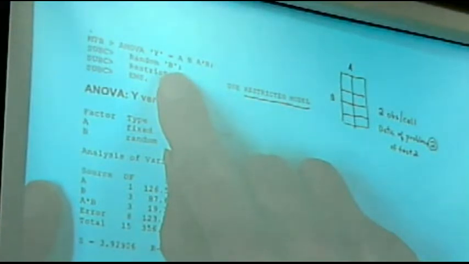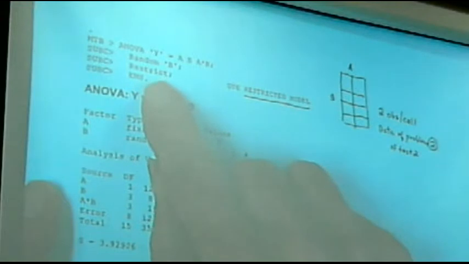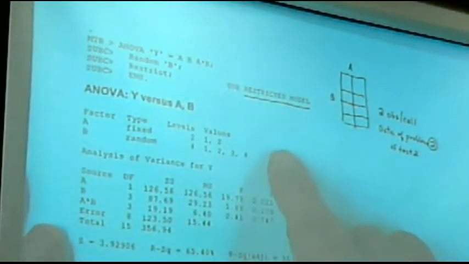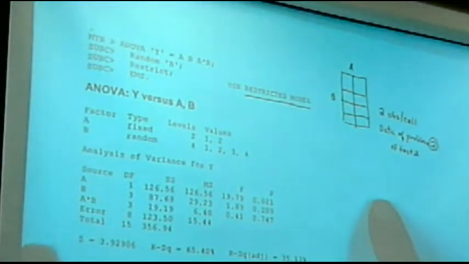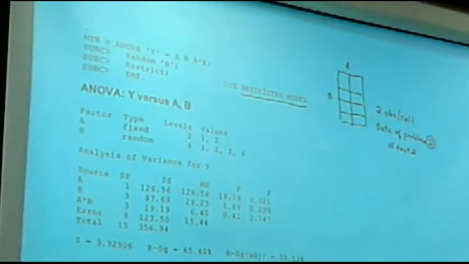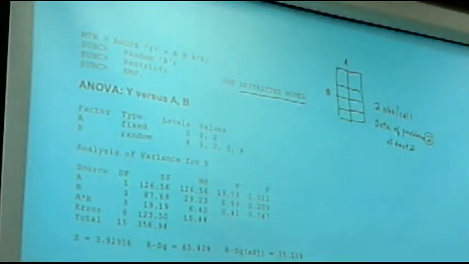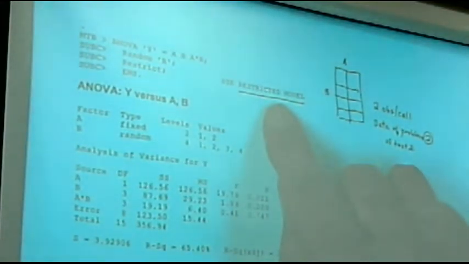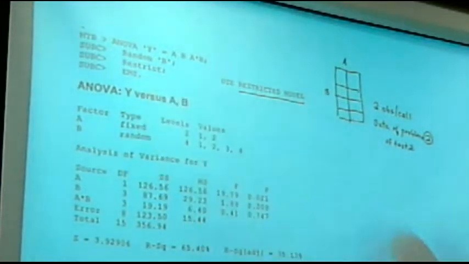Random B, restricted model. So this is going to use the restricted model in the output. So here's the ANOVA table, the F statistics, and here's the expected mean squares that we'll use to figure out the denominators. And so the denominators of the F statistics are right here in the Minitab output. 3, the interaction, is the denominator for testing A. But then for testing B or AB, we use 4, the error. So that's what it's telling us to do based on these expected mean squares. Now this is for the restricted model, right? There it is right there in the Minitab command again.